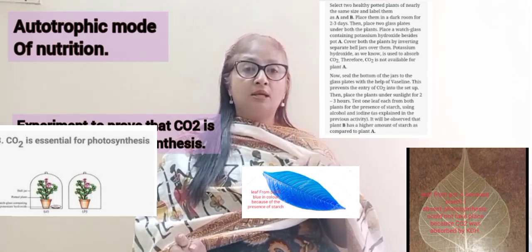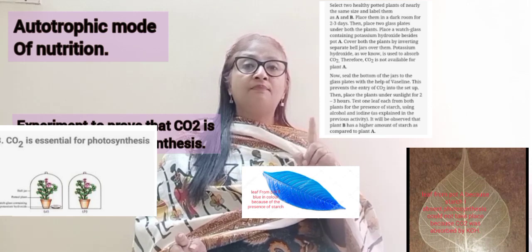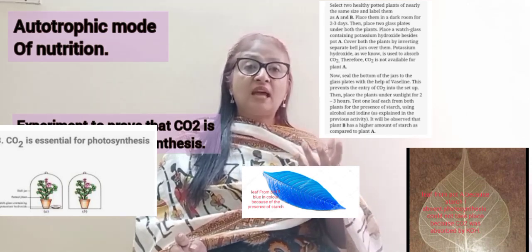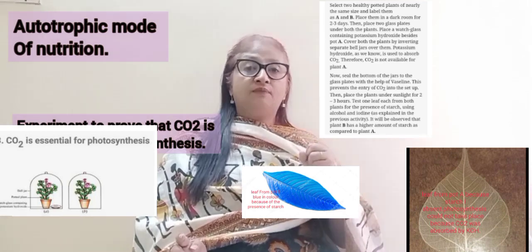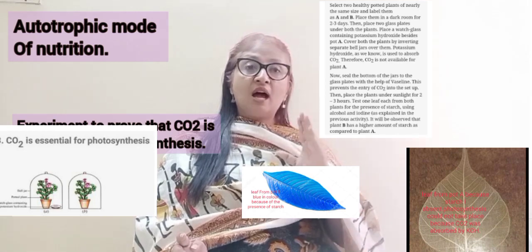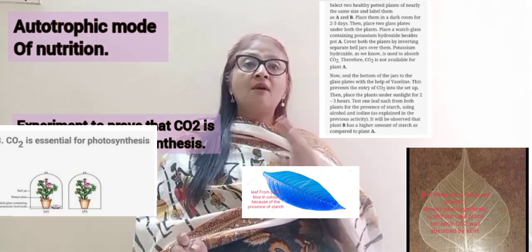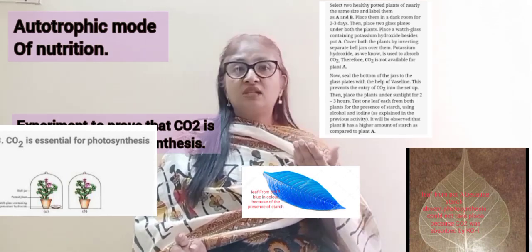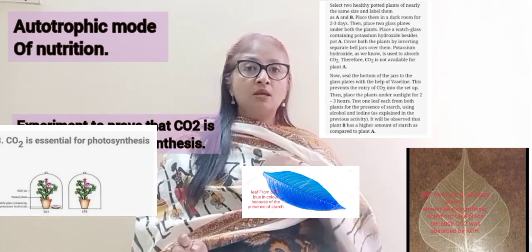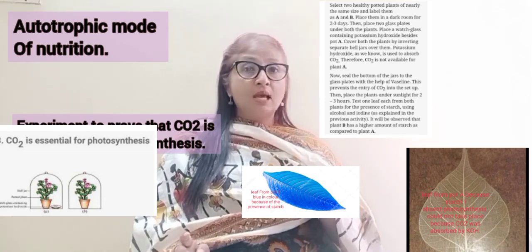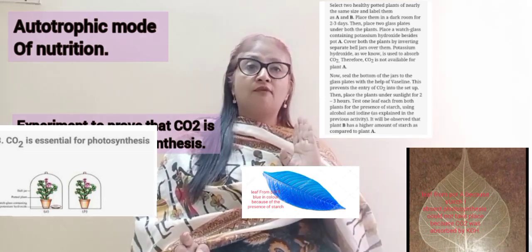So what happened in the experimental setup A? The chemical potassium hydroxide absorbed all the carbon dioxide that was present inside the bell jar. So carbon dioxide was not available for the plant. So photosynthesis did not take place. Therefore starch was not prepared. So we have seen that chlorophyll is necessary for photosynthesis. Carbon dioxide is necessary for photosynthesis.